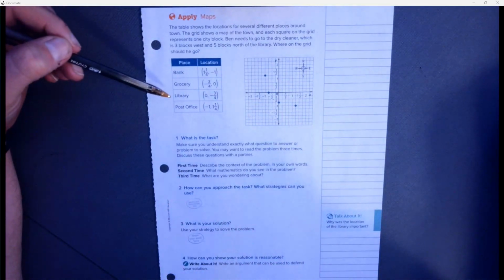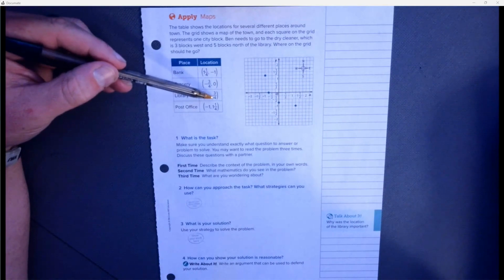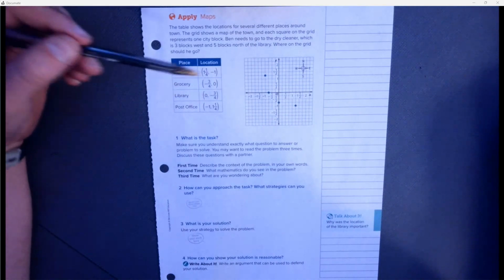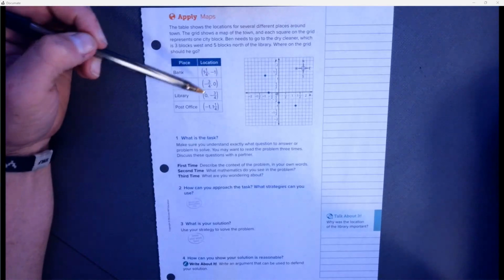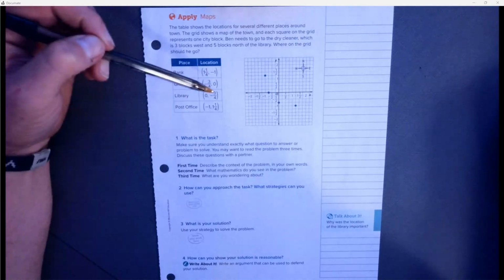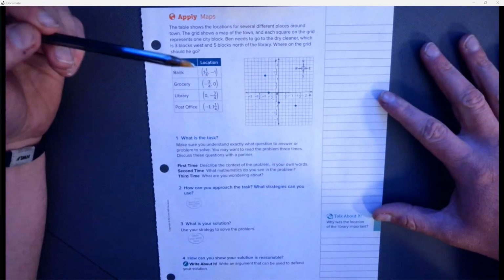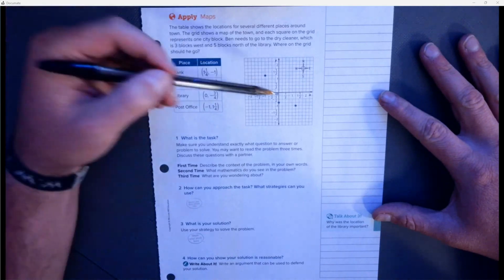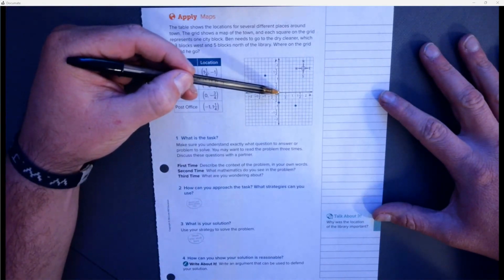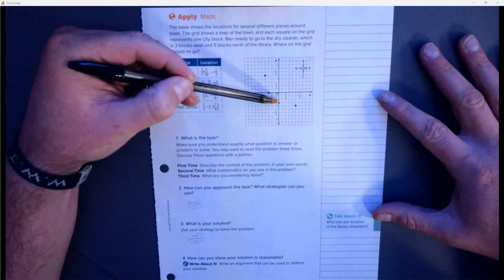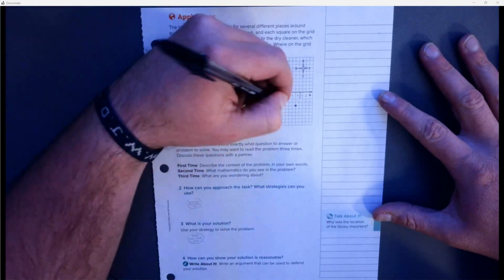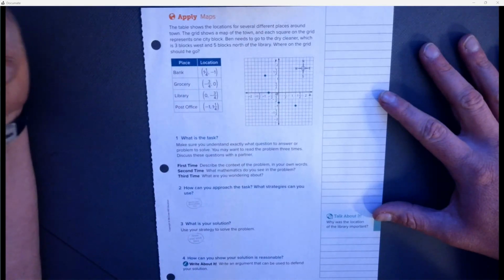Well, the library is located at 0, -3/4. So, since the x is a 0 value and the y is a non-zero value, we know this point will fall on the y-axis. So we have 0 for our x and -3/4. So our dot here would represent our library.